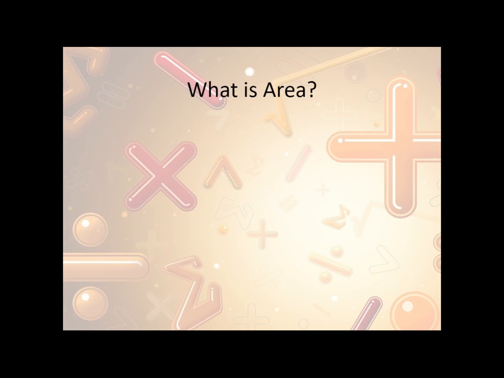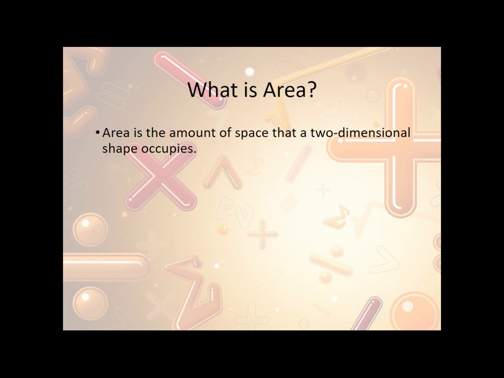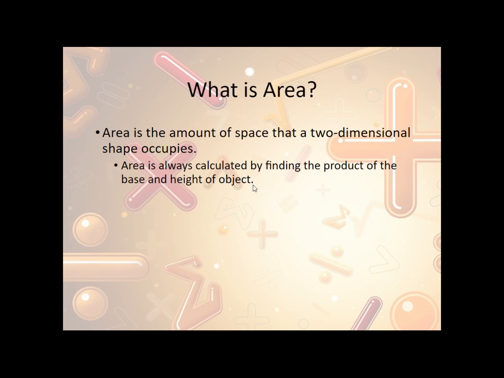Now, what is area? Area is the amount of space that a two-dimensional shape takes up. Two-dimensional means flat. So it's the amount of space that is taken up. Area is always calculated by finding the product of the base times the height of the object. So for instance, we have a rectangle here. It would be found by multiplying this length times this length.